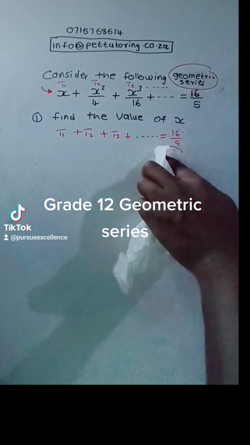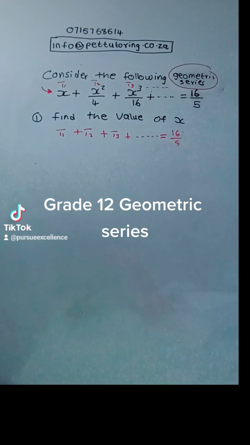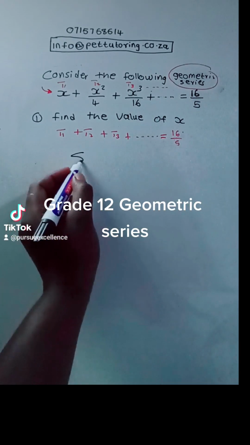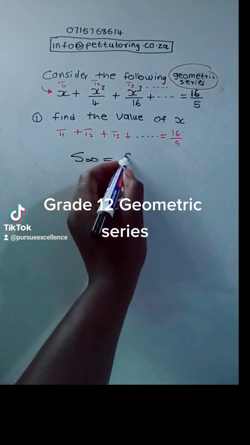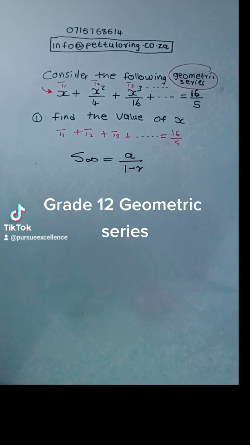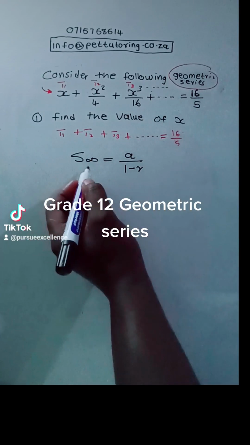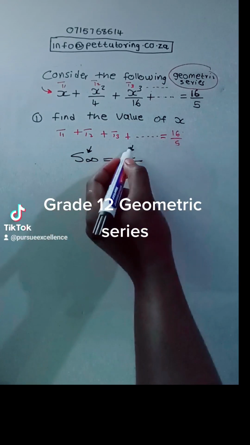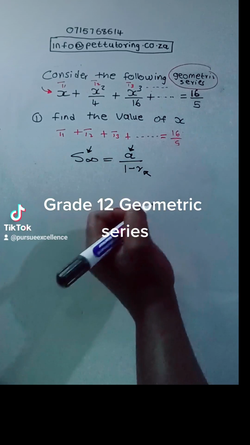Okay, let me start with this. I'm going to use the formula for sum to infinity here, since I'm given the sum to infinity. The formula for sum to infinity is S infinity equal to a over 1 minus r. So I need to use this formula to solve this value of x, but I will need the sum to infinity, the value of a, the value of r first.